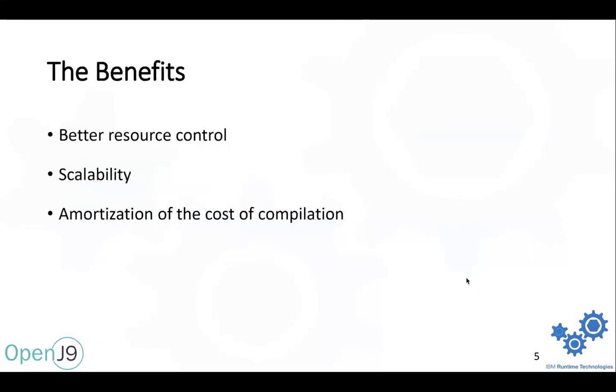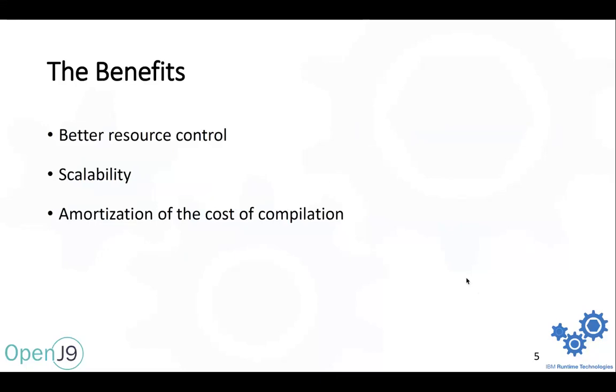So the benefits of this are quite obvious, I think. For the most part, they speak for themselves. You have explicit control over the compiler. You are able to decide on the resources that it gets, and you're able to manage it more intelligently. You can scale it up and down, like I mentioned, and you can amortize the cost.